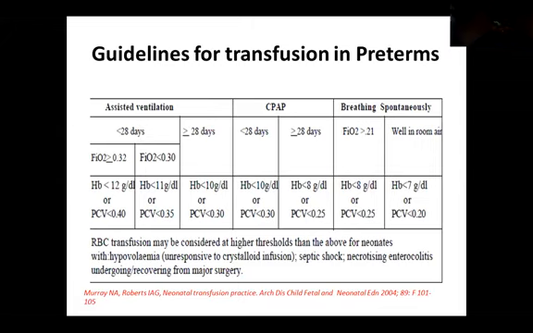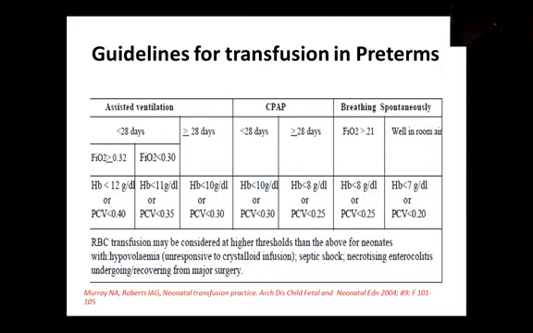FiO2 requirement more than 32 or less than 30, hemoglobin less than 12, PCV less than 40, or hemoglobin less than 11 or PCV 0.35. Then we have to transfuse the baby. RBC transfusion may be considered at a higher threshold than the above for neonates with hypovolemia.